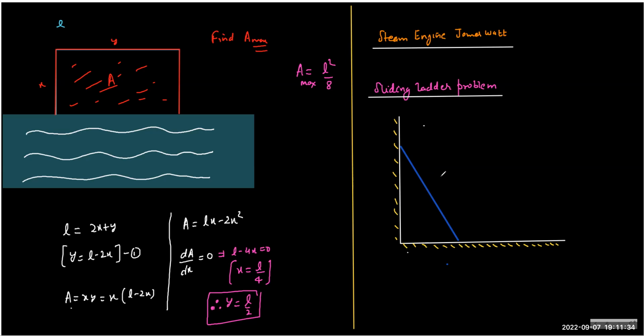So we have a ladder now. As the ladder slips, what will not change? Can you guess? The length of the ladder. So the length of the ladder is constant. And now you can see that this ladder with this base and the wall is enclosing some area, right?